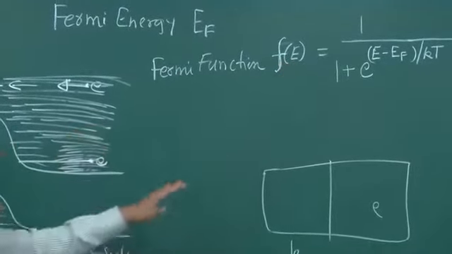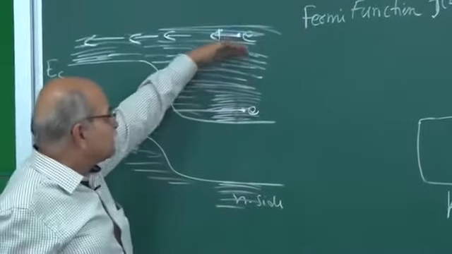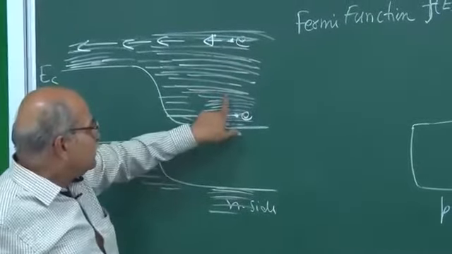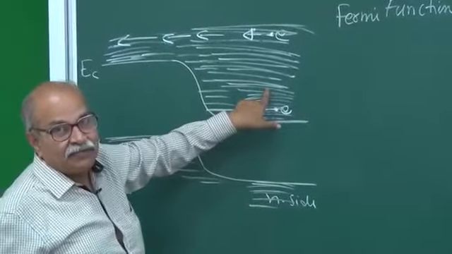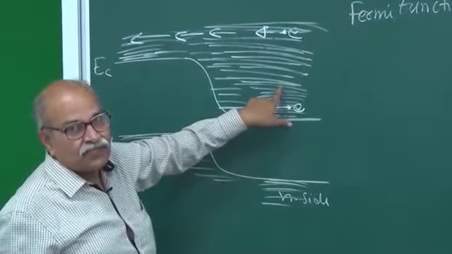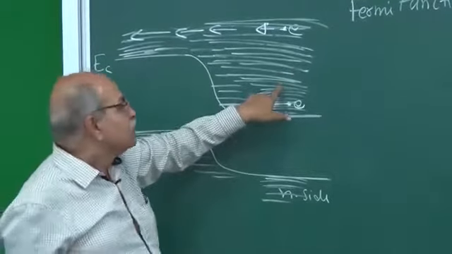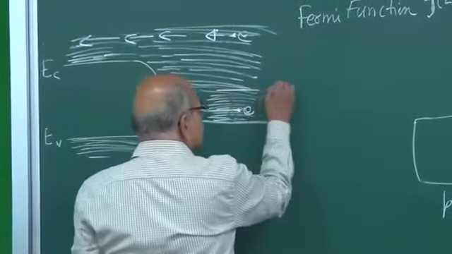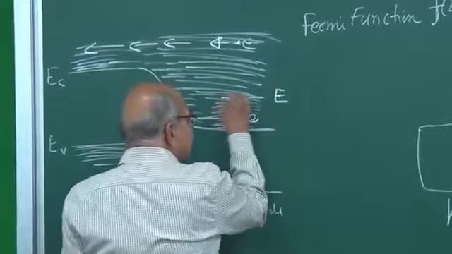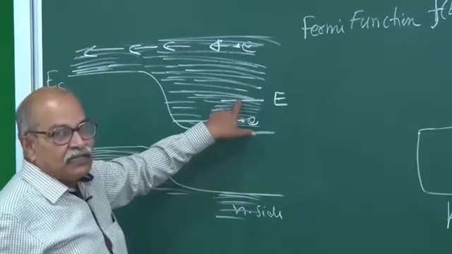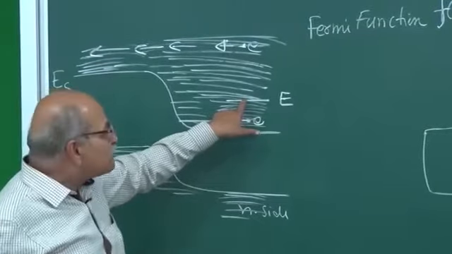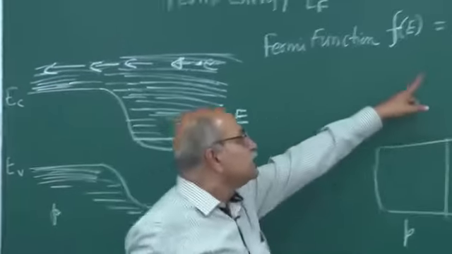Okay, so I repeat, you have these quantum states, and each quantum state can be occupied by an electron or it can be empty. No two electrons can go in one quantum state. So if I ask, this is the energy, at this energy I have a quantum state, what is the probability that an electron is occupying this? That probability is given by this function.